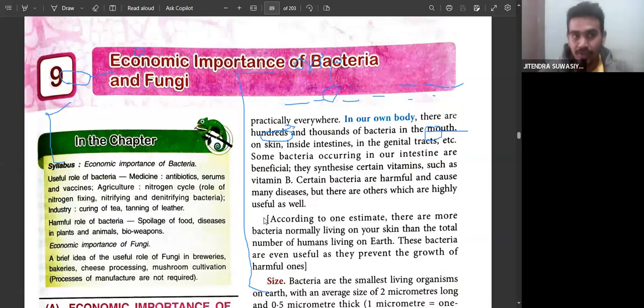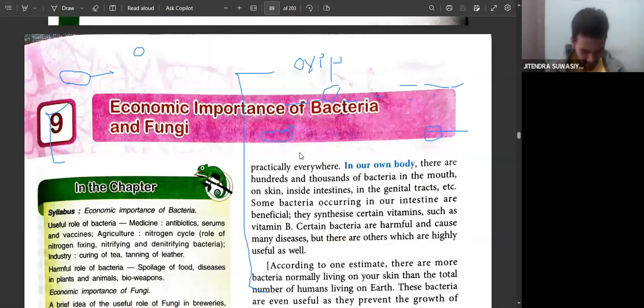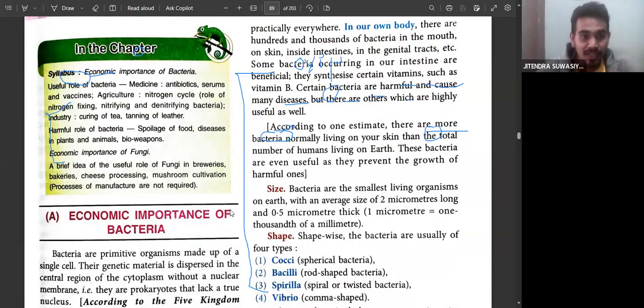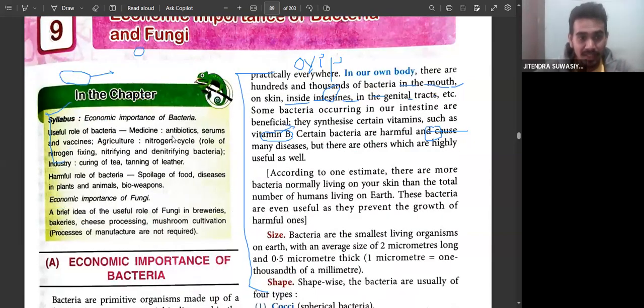In this chapter we are going to deal with the economic importance of bacteria and fungi. As we already know, a lot of diseases are also produced by bacteria and fungi, which affect our life. So we'll discuss the basic things: what the economic importance of bacteria and fungi is, how we use these organisms in our daily life, and what the useful role of bacteria is.